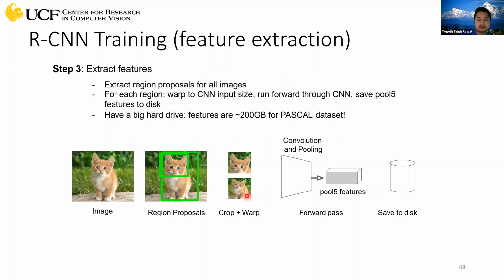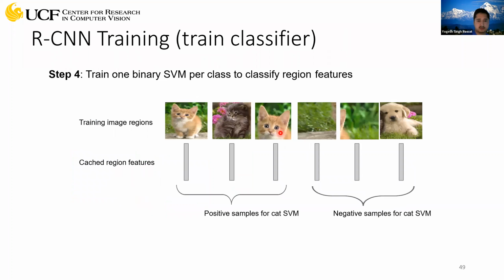So you will have lots of these patches. So again, this step is going to take a lot of disk space, and it's also time consuming. So for this Pascal data set, I think if you use a 4096 dimensional feature vector for each patch, it takes around 200 gigabytes, which is a lot. All right.